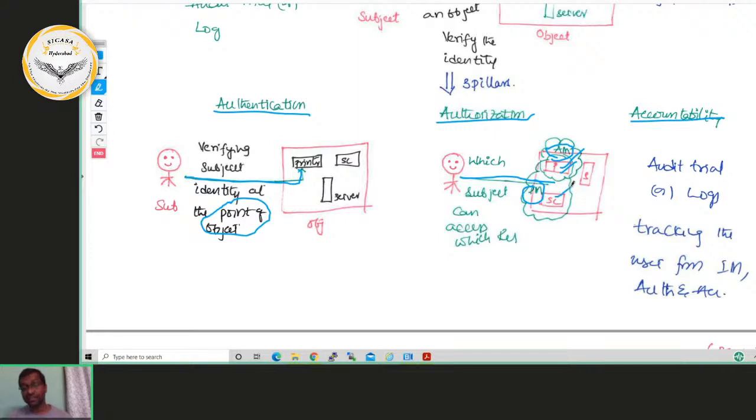Okay. So if the subject is a network administrator, he can use the entire object space. That is called authorization. So what do you mean by authorization? Authorization deals with which subject can access which resource.